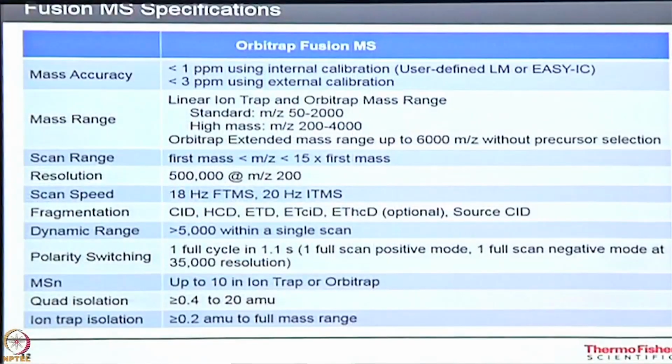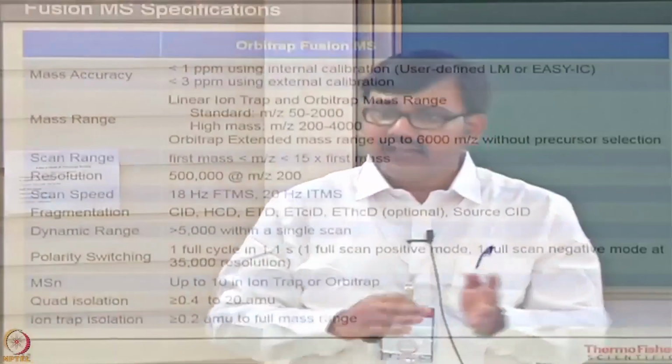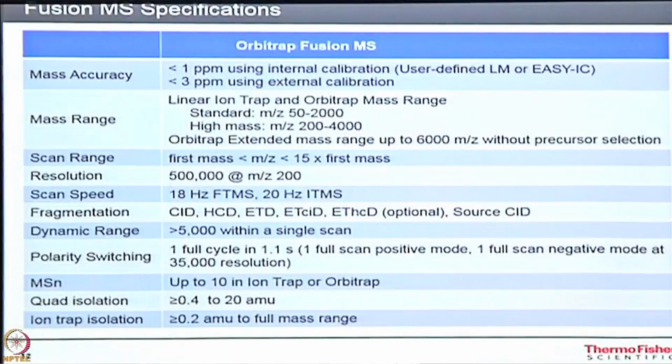Then resolution: you can get the maximum resolution of 500K at 200 m/z. Scan speed is 18 hertz. Then fragmentation: you have three different kinds of fragmentation, CID, HCD, and ETD, and there are also combinations of any two, ETD-HCD and ETD-CID.